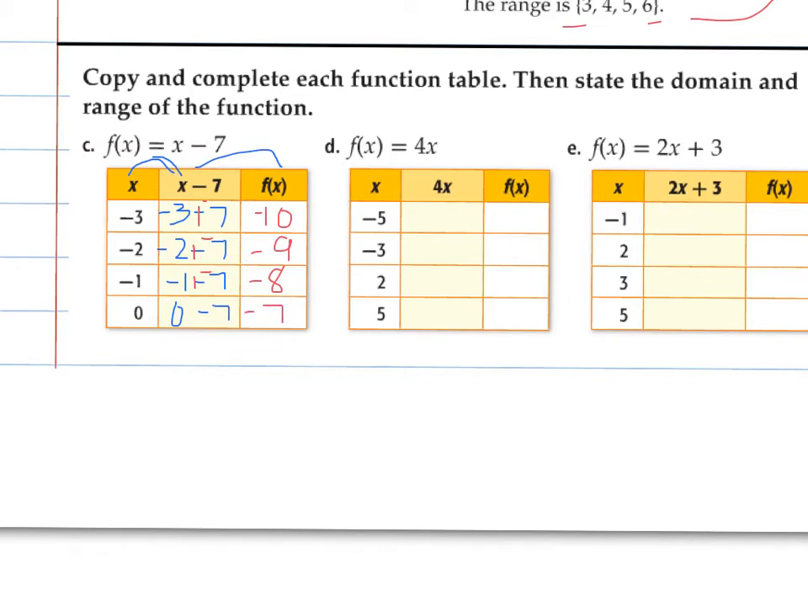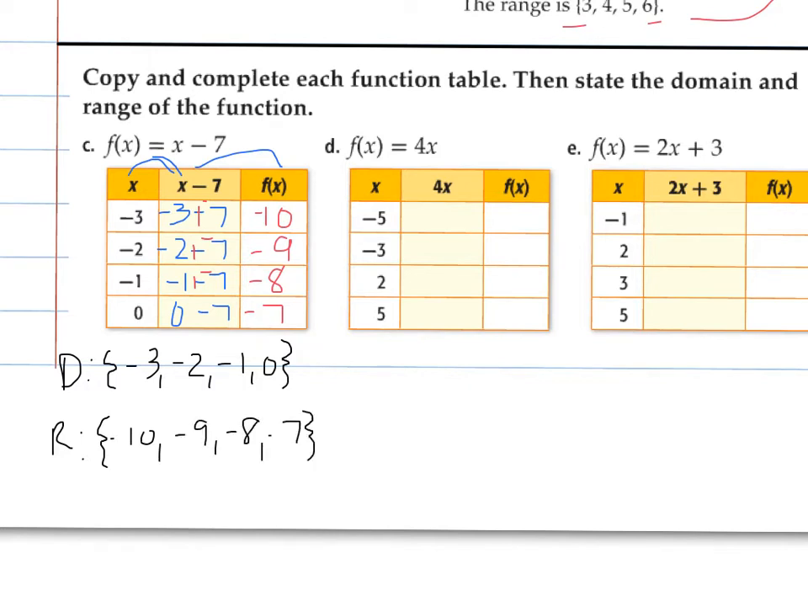And so we list our domain and range. I do my domain. Don't forget your squiggle brackets. That's not very good with this iPad pen. The domain is -3, -2, -1, 0, my input values. My range values are -10, -9, -8, -7, what I got out after I plugged in.